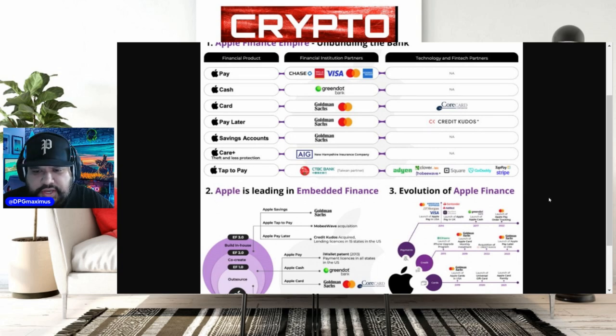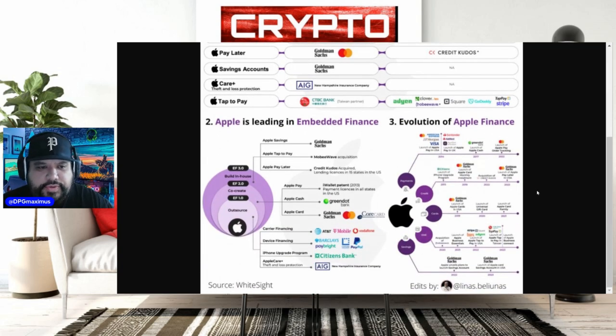But yeah, you see GoDaddy, Clover. It says Apple is basically leading in embedded finance. And as you can see, again, Goldman Sachs reference in regards to Apple savings. Apple Tap to Pay, Mobi Wave. But look what's referenced here. EF 3.0, build in-house. Green Dot Bank with Apple Cash to co-create. They have a whole breakdown of all this, right?